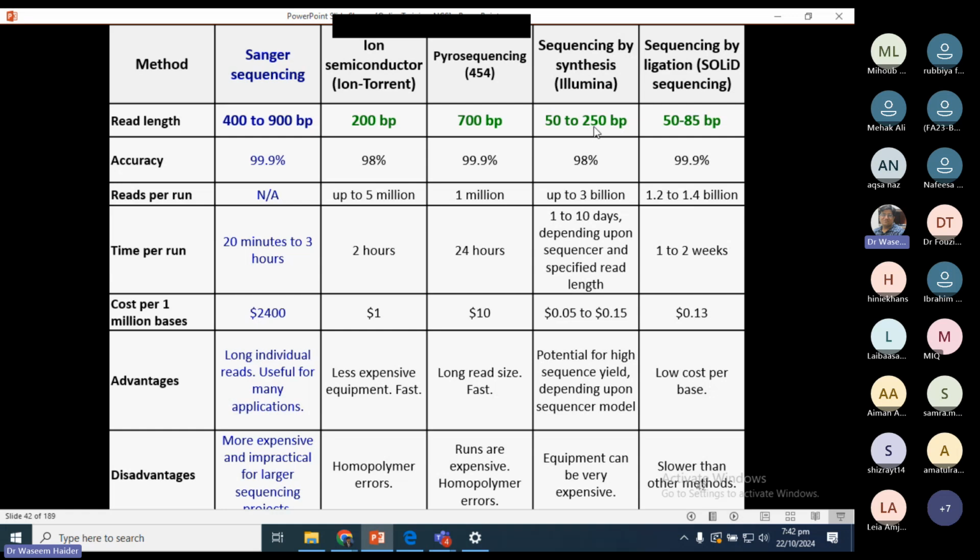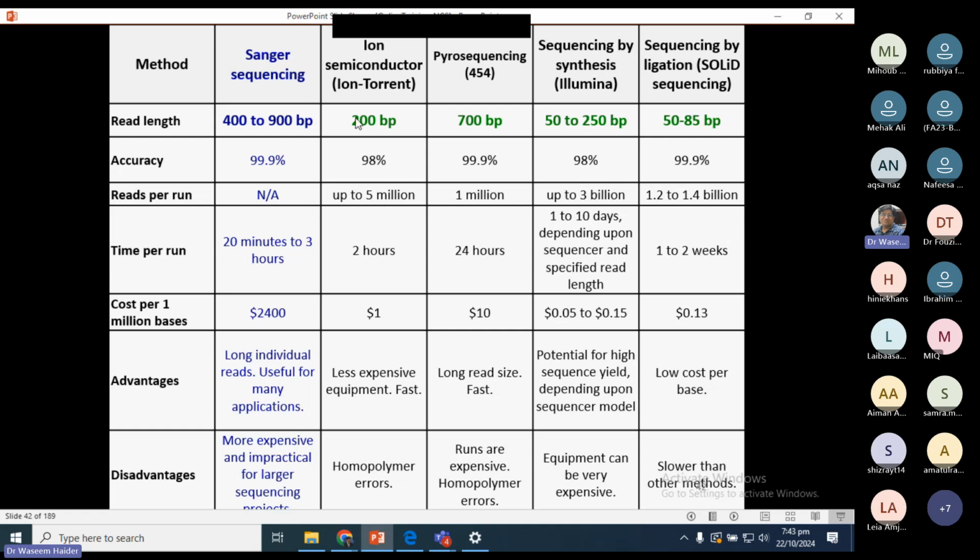So they were producing 50 to 250 bases. They were producing 50 to 85 bases, right? Accuracy is 99.9, 98%, 99.9, 98. I mean, everyone claims they are accurate. Reads per run, it's not applicable here. 96-well plate means 96 reactions, depending upon how big your plate is, how many wells it has. So that's not important here, but they can go up to 5 million.